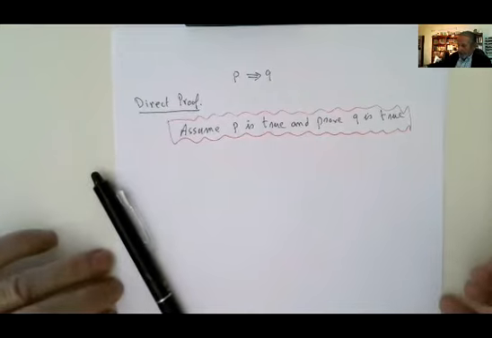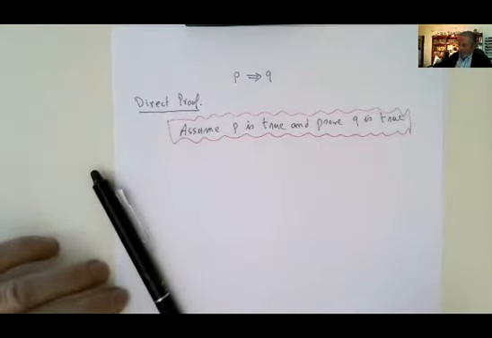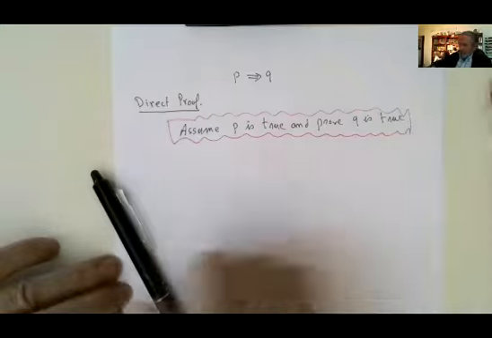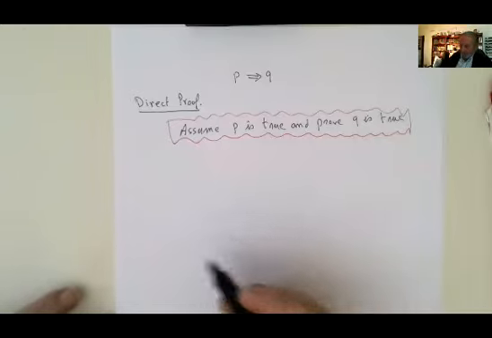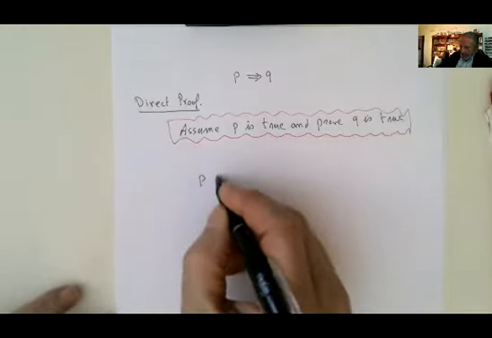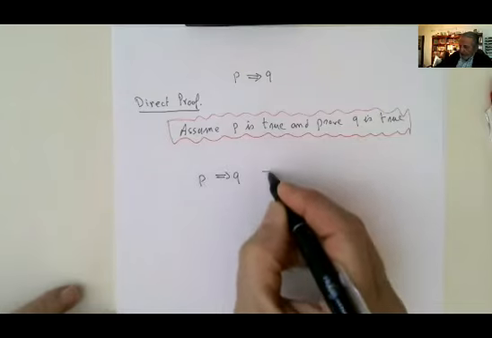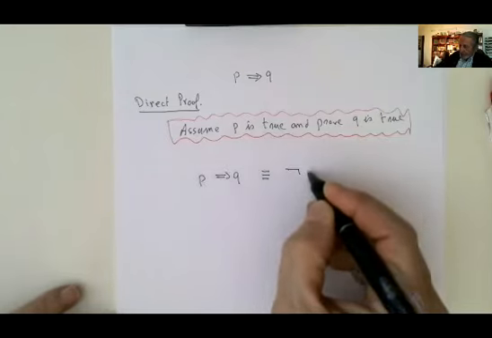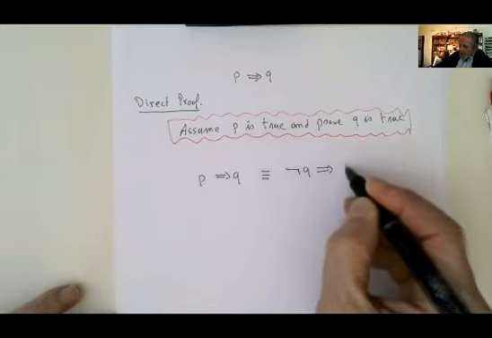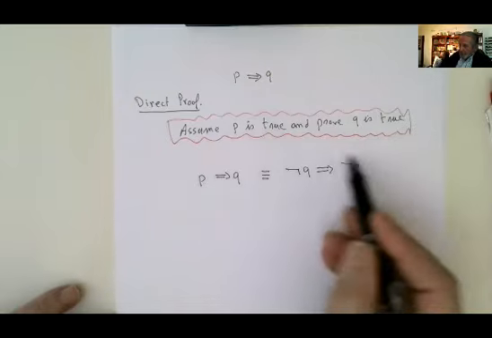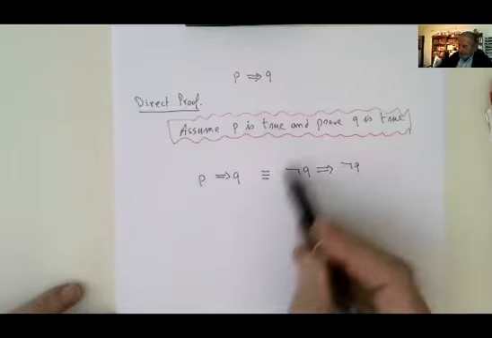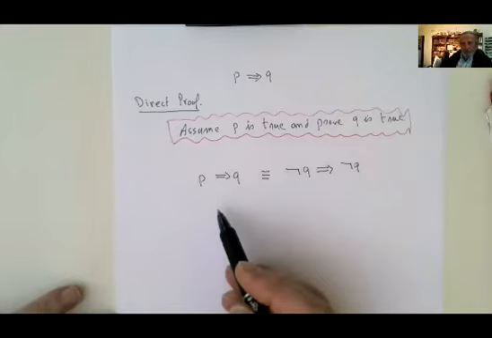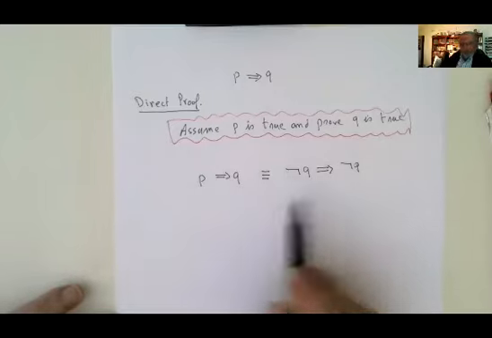Now, the indirect proof, or sometimes we refer to them as proof by contradiction or contraposition, is based on the following fact. P implies Q is equivalent to not Q implies not P. This is called the contrapositive of this implication. So these two are really equivalent.